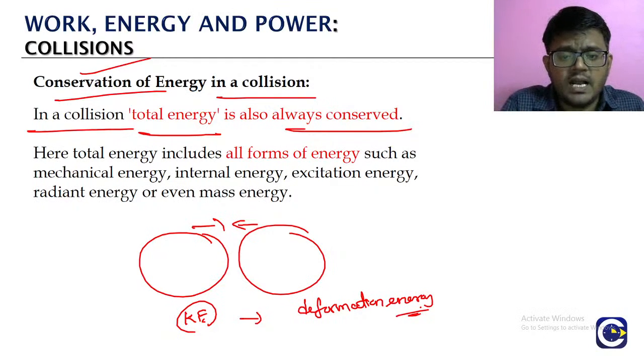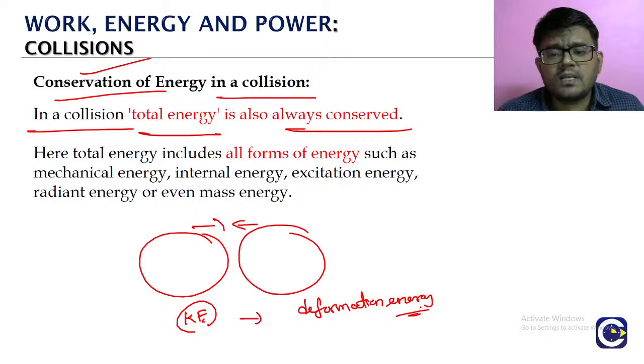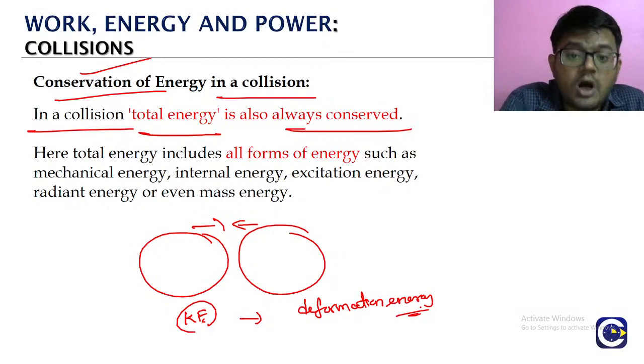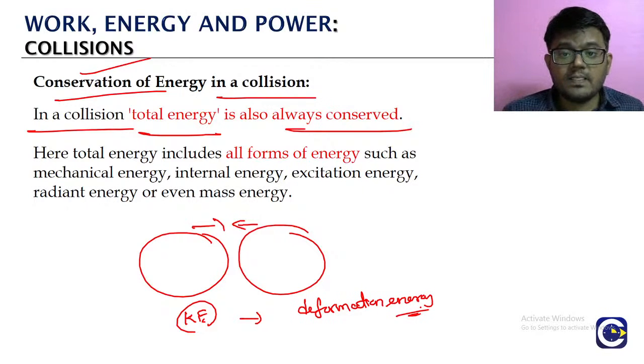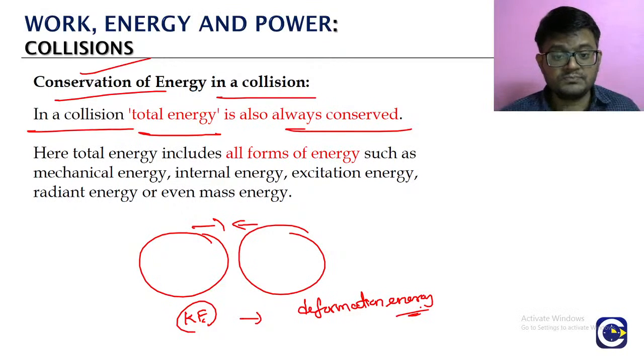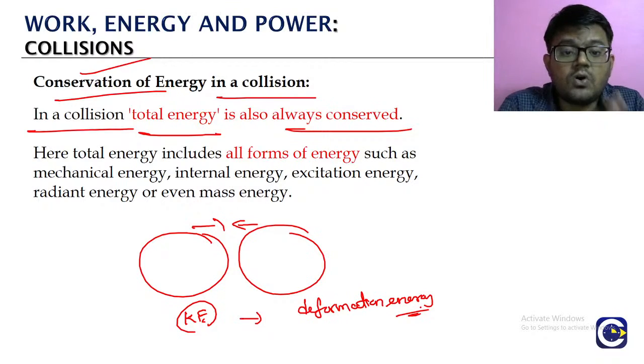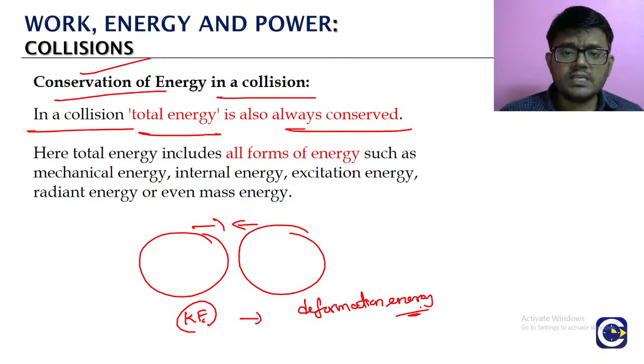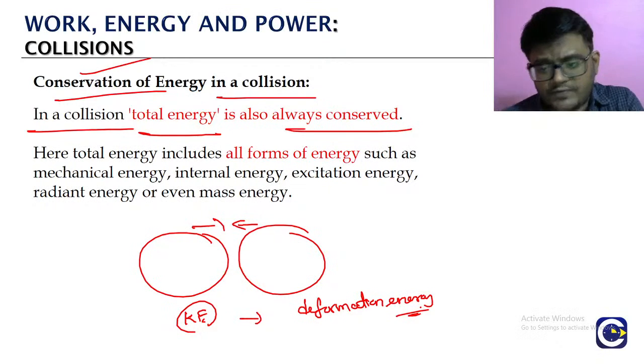Okay? And some amount of energy might be lost in the form of heat. Some amount of energy might be lost in the form of sound. Some amount of energy might be lost in the form of excitation of electrons, etc. But whenever we look at it, when you add up all these energies, energy can neither be created nor be destroyed. It will only change from one form to another. Which means if you include all forms in the total energy, you will see that total energy before the collision will be equal to total energy after the collision.